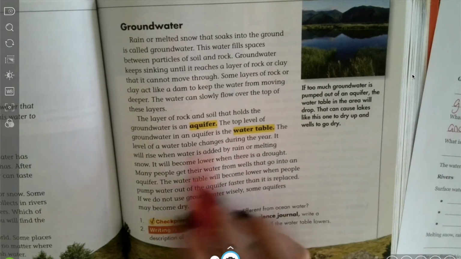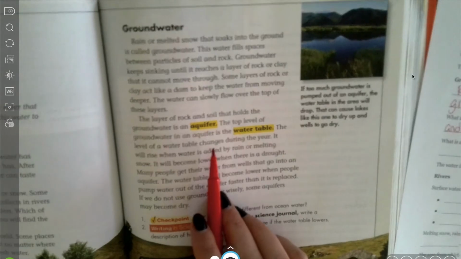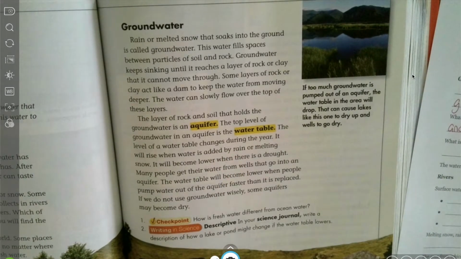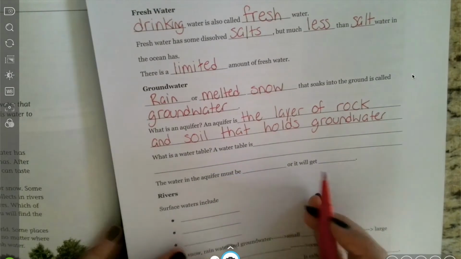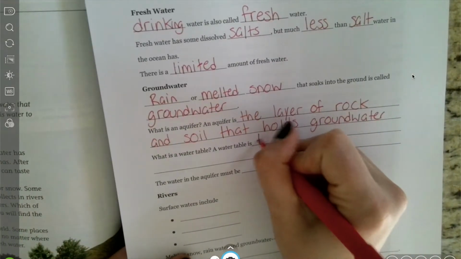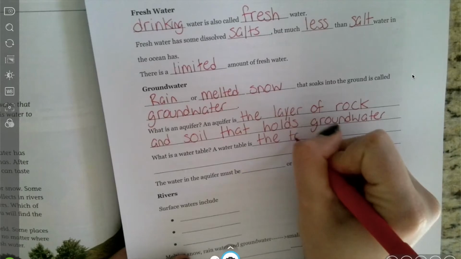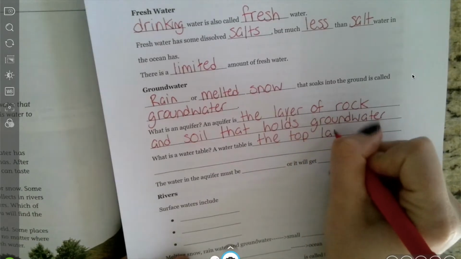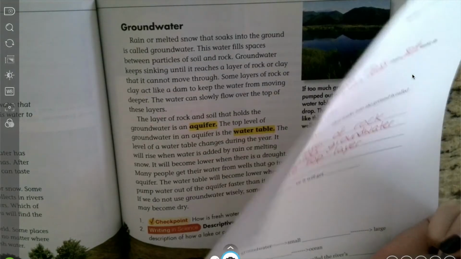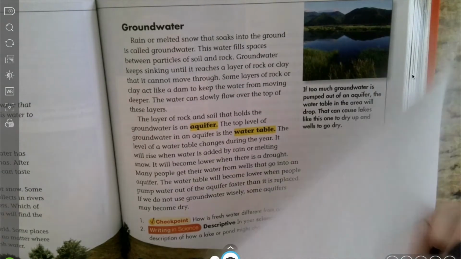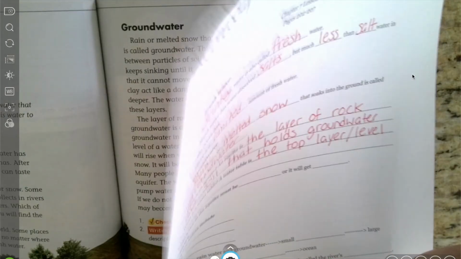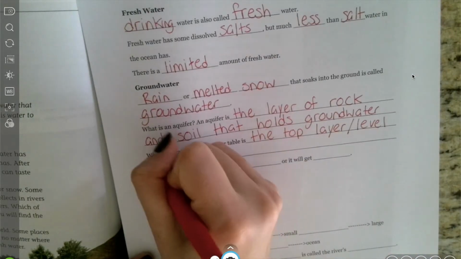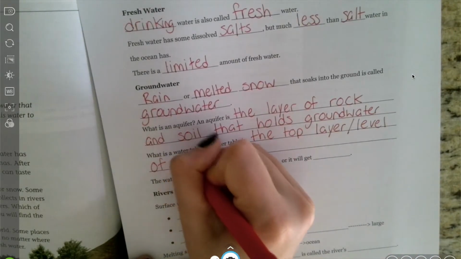Going on, the top level of groundwater in an aquifer is the water table. So I'm going to write that down. What is a water table? A water table is the top layer slash level of groundwater in an aquifer.